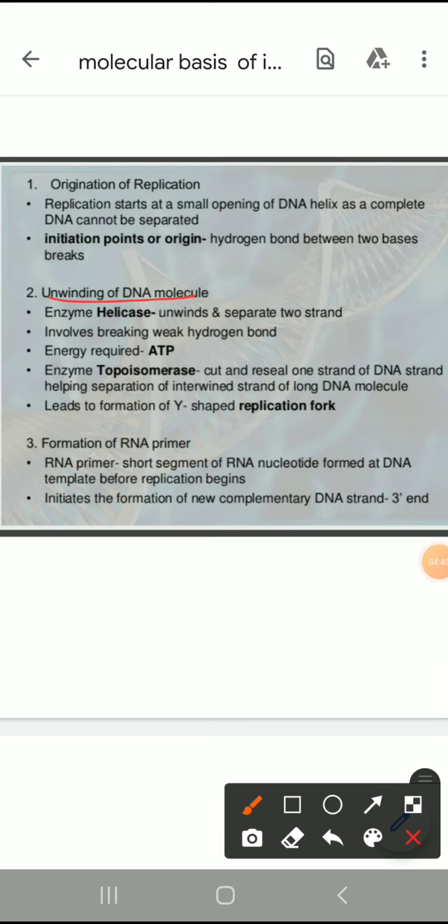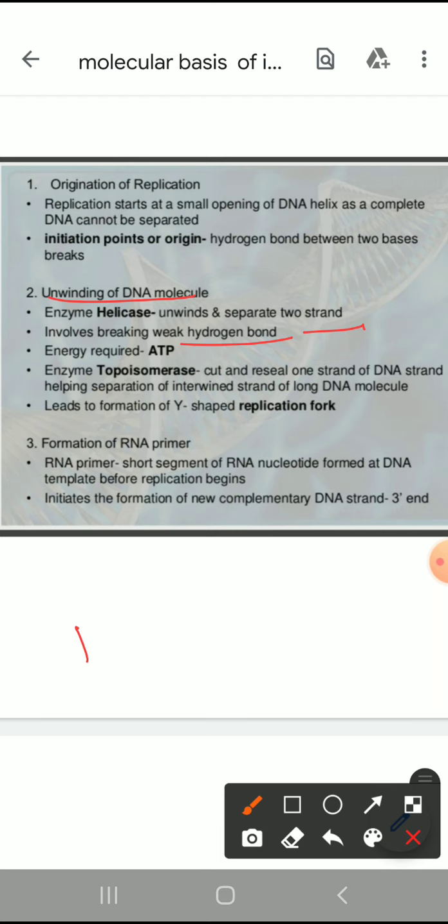Okay, now in unwinding, the enzyme helicase will help and separate the two DNA strands, breaking the weak hydrogen bonds. For this, energy is required, because replication is an energy expensive process. Okay, we can say replication is an energy expensive process. It requires energy. Okay, get it?